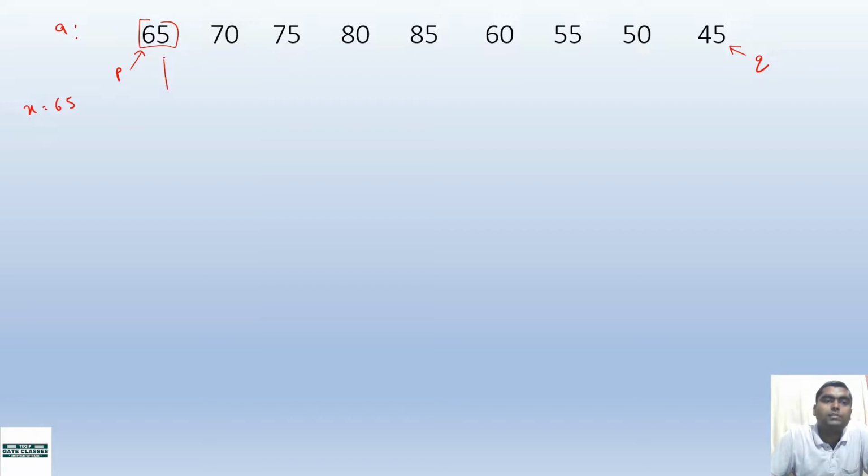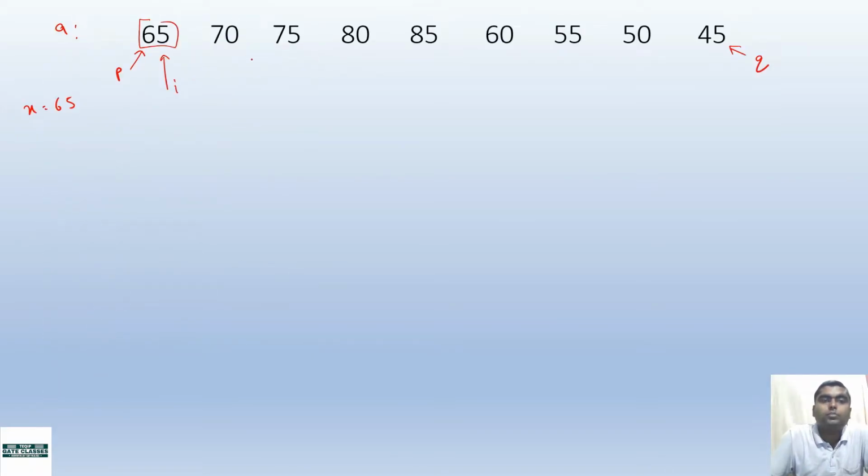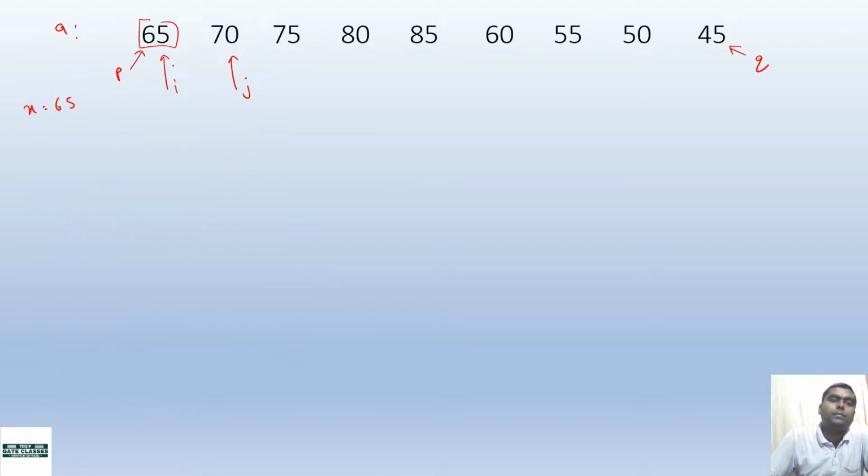Now what we are doing next: i equals p, so here I have set i, so this is selected as i, and we are running the for loop. j equals p plus 1, so p plus 1 is going to be this, so this is j, okay. Now we have to check whether a of j is less than x. We selected this element as the pivot element, so this is the pivot.